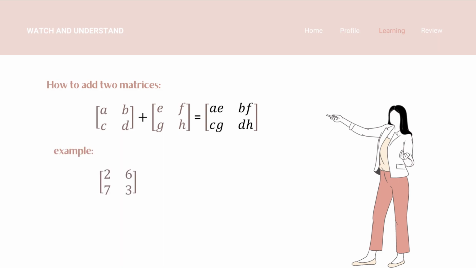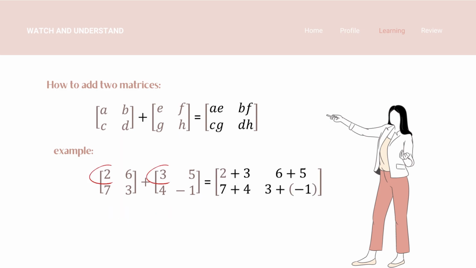Here is an example. The first matrix has 4 elements, 2 and 6 in the first row, 7 and 3 in the second row. And also, the second matrix has 4 elements, 3 and 5 in the first row, 4 and -1 in the second row. They have the same order, which is 2 by 2, so it can be added. Now, let's add the corresponding elements.